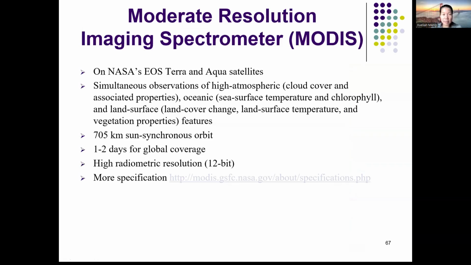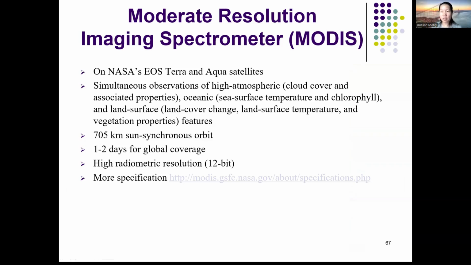This is relatively more frequently used for large-scale study, the Moderate Resolution Imaging Spectroradiometer. This is on NASA's EOS Terra and Aqua satellites. There are simultaneous observations of high atmosphere, oceanic, and land surface features. It has a 705 km sun-synchronous orbit, same as the Landsat data set, with 1 to 2 days for global coverage. This means that they have a very high temporal revisit time.